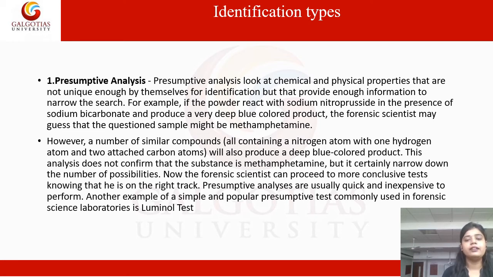Presumptive analyses are usually quick and inexpensive to perform. Another example of a simple and popular presumptive test commonly used in forensic science laboratories is the luminol test, which we use for the detection of hemoglobin, for the detection of blood.